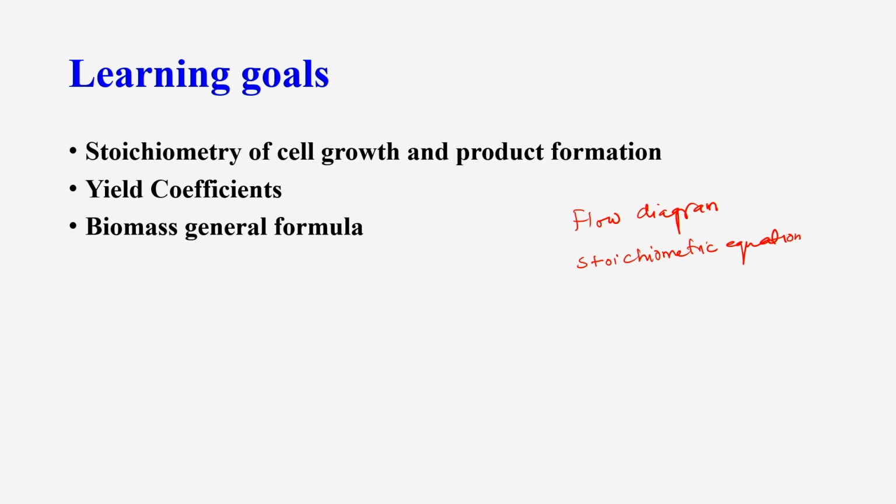And in addition, when you are adding substrate which is being converted to the cells or the product, we should be able to calculate the yield. So, what is the yield coefficient, how is it defined, and how can we calculate the yields. And if you want to write any equation, you need to have the formula. So, we will see what the general formula for biomass is, which is used in the stoichiometric equation.